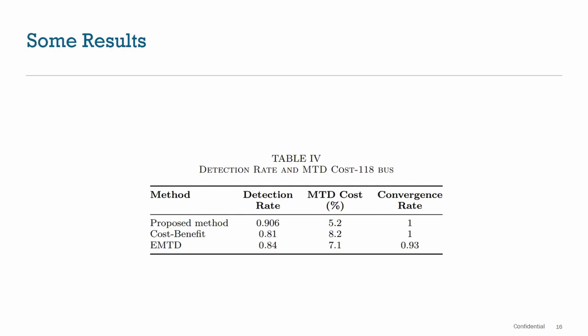But this method, published in 2023, IEEE Transactions on Smart Grid, EEMTD, Extended Moving Target Defense, convergence rate is not one. Why? Because they have not considered the dynamic nature of the power grid. The method does not converge after a line outage. If we have 10 line outages, what could happen then? Probably this convergence rate will be reduced to 20%, 50%. What would happen to the convergence rate if you have 100% penetration rate of renewable energy? So self-healing is also very important and another limitation of MTD.